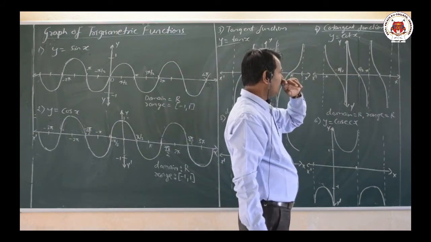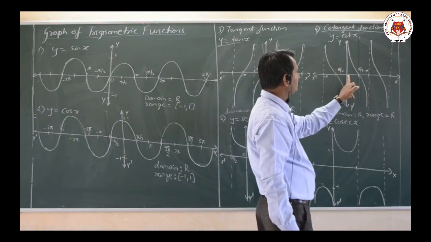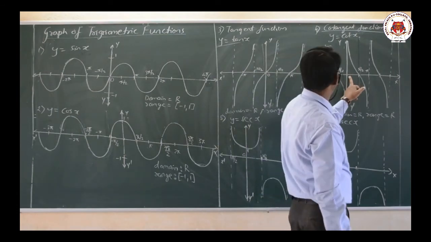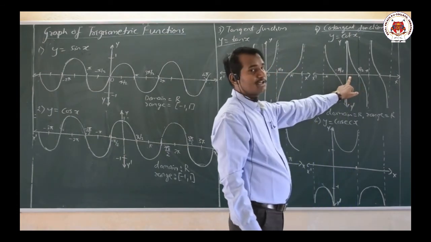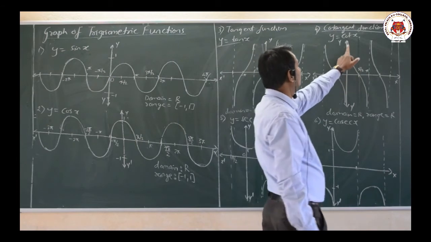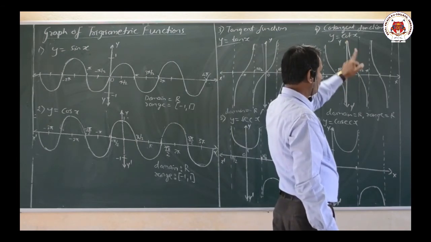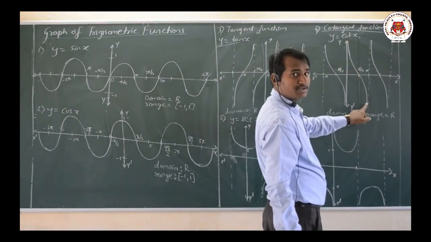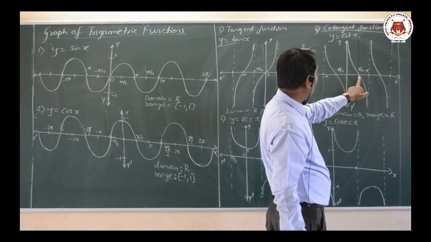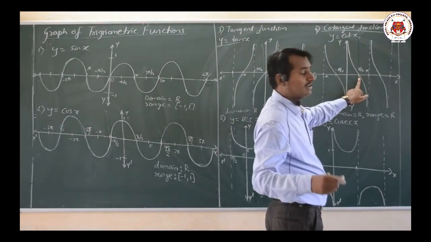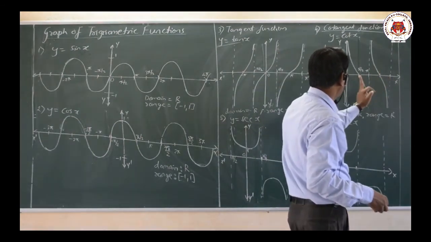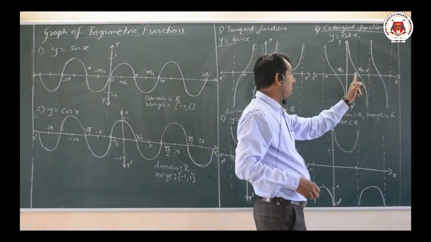Similarly cot, that is nothing but, what is the value for cot 0? We can observe that cot 0 means infinity, it is positive infinity. Similarly, cot pi, that is minus infinity. What is the value for cot pi by 2? That is nothing but 0 here, and so on.